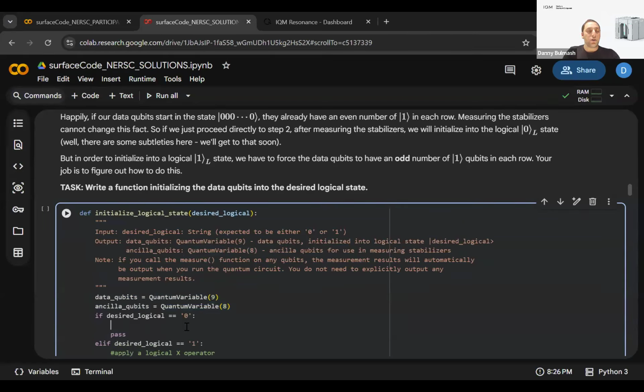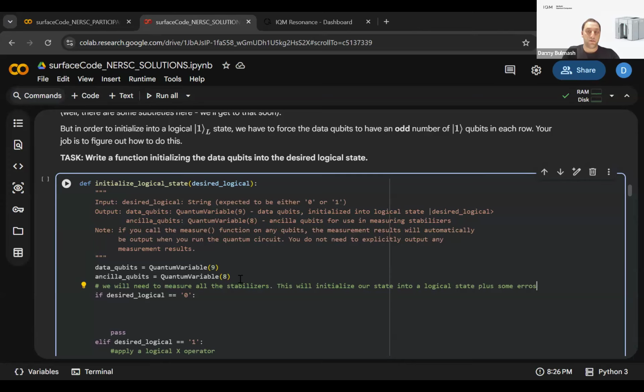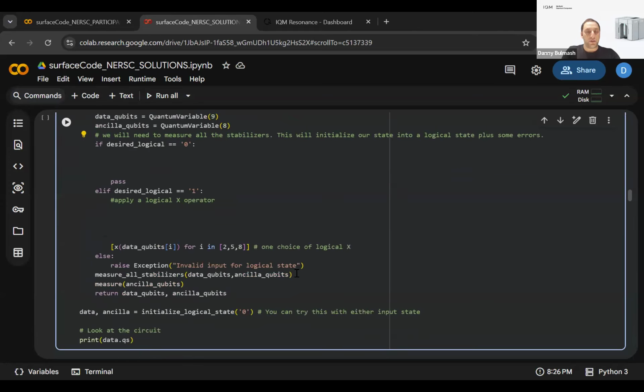Now, if we want a logical 0, if you remember back from the presentation, no matter what we do, we will need to measure all the stabilizers. This will initialize our state into a logical state plus some errors. And that is what shows up down here. So that's this part here. We have to measure all the stabilizers.